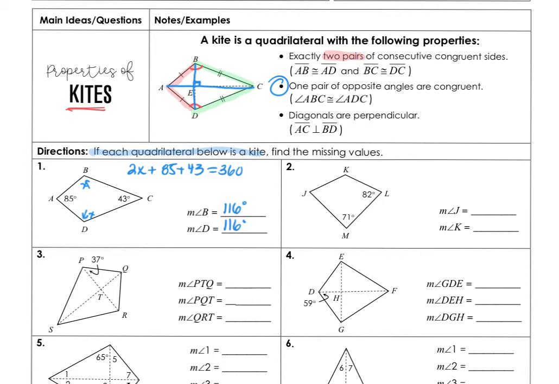All right. So let's take a look at number two, looking for the measure of angle J and the measure of angle K. So angle J is 82 degrees. One pair of opposite angles are congruent. And angle K is going to be 125 degrees, since the sum of all four of those angles needs to be 360.